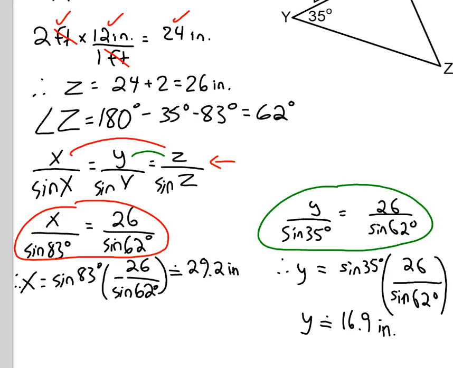Just notice that what I did in solving for y is I went back and used the information that I knew for z, because that was exact. So rather than relating y and sine y to x and sine x, where x is known only to, say, the nearest tenth, I just used the exact 26-inch length for z and the exact 62-degree angle, and both answers are rounded to the nearest tenth of an inch, which probably is more than we would need.